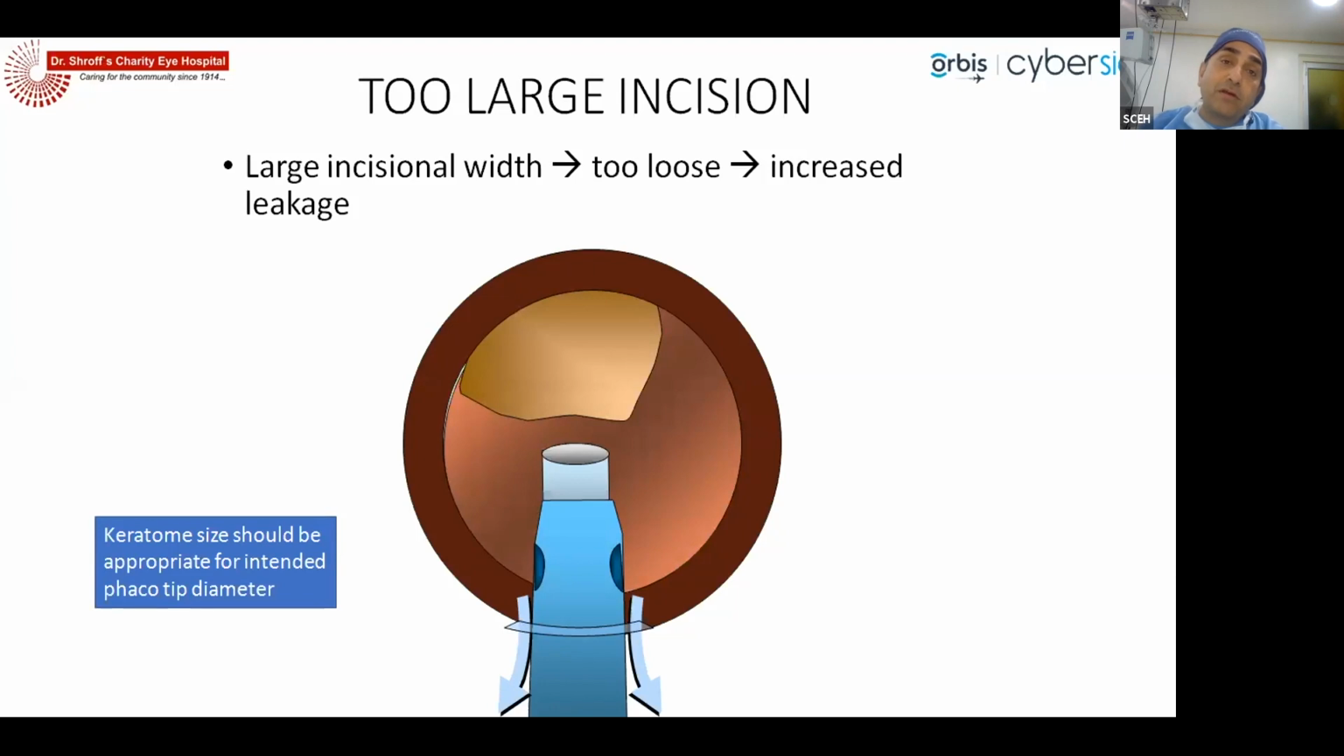Leakage could happen if the incision width is too large. And so one must know what kind of sleeve and tip you're using. Are you using what is adequate for 2.2, 2.6, 2.8, or 3.2? Whatever be the machine and the tip and sleeve that you use, you should be aware of that so that you use the right size keratome. So there shouldn't be any leakage. Excessive leakage will cause harm to the fluidics.